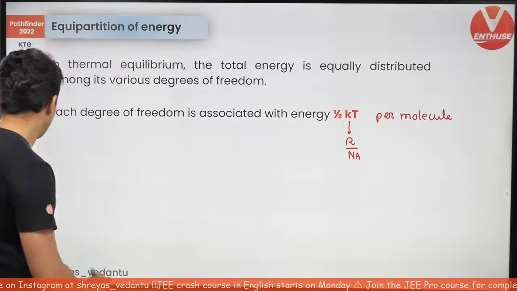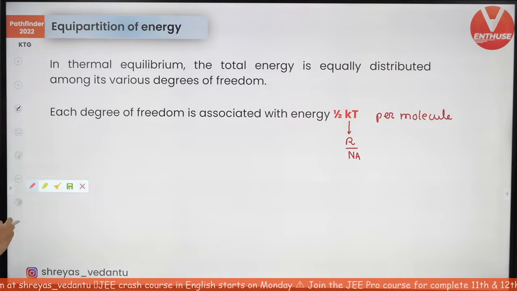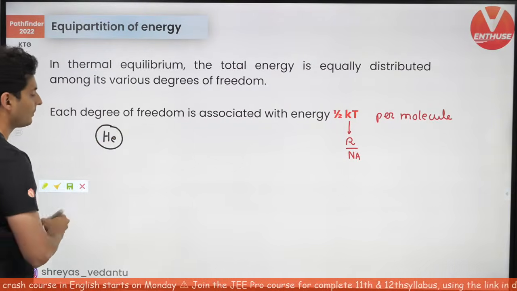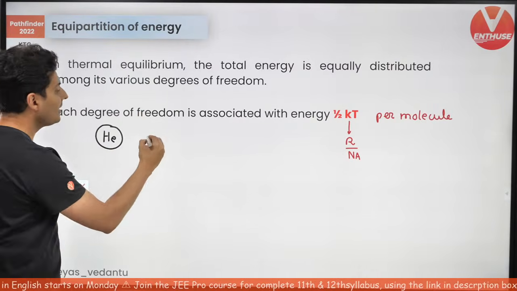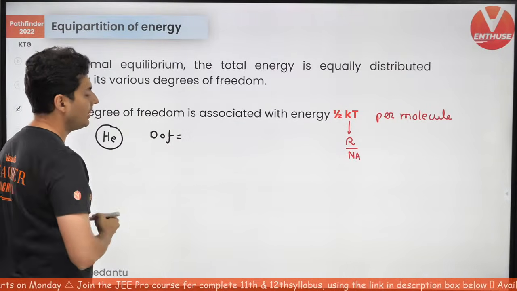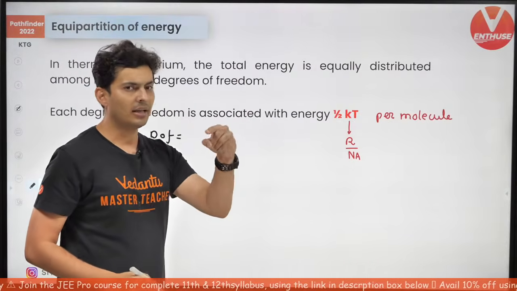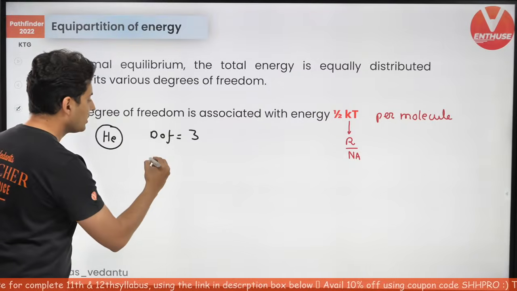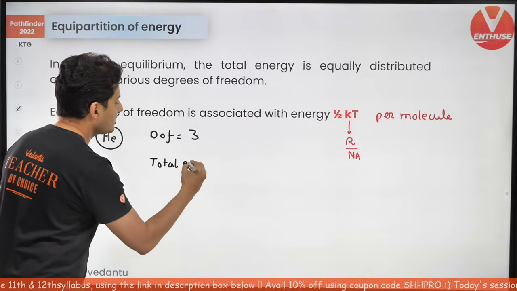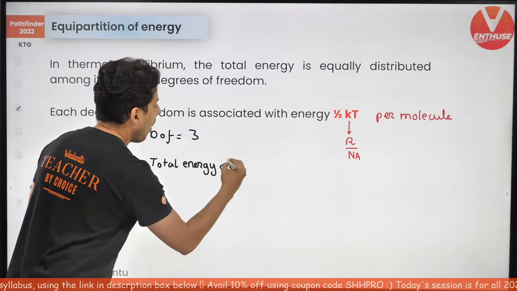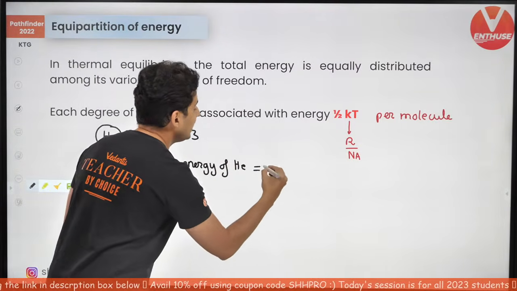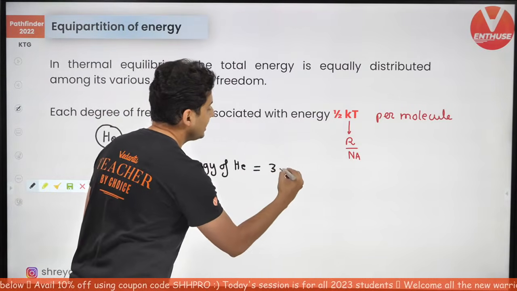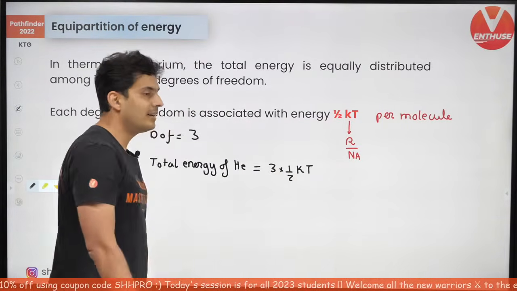Now, I'll just give you an example. Imagine I talk about a helium molecule. For a helium molecule, how many degrees of freedom are there? The degrees of freedom are translation 1, 2, 3. Rotation, nothing. So 3 degrees of freedom. This is monoatomic. So the total energy of the helium molecule will be, each degree has half kT, 3 degrees, so 3 times half kT.